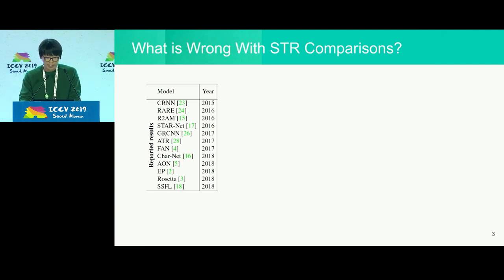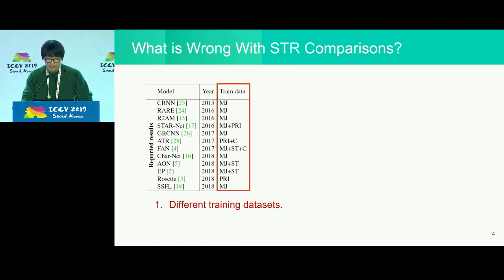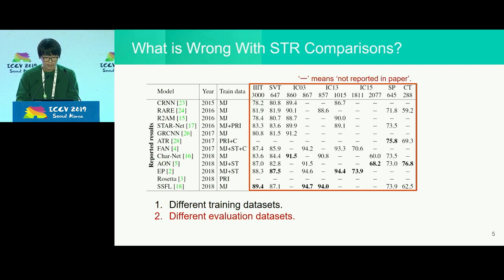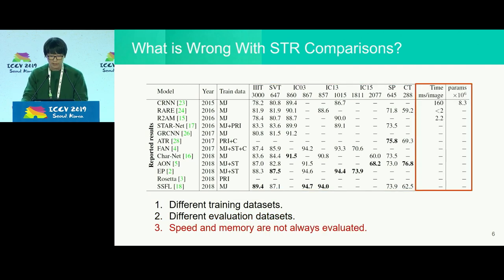We first list up prior methods by year. Firstly, as you can see, the training datasets are inconsistent. And next, evaluation datasets are also inconsistent. There are many hyphens, which means not reported in the paper. And speed and memory are not always evaluated like this.